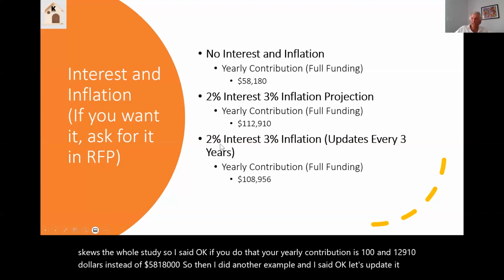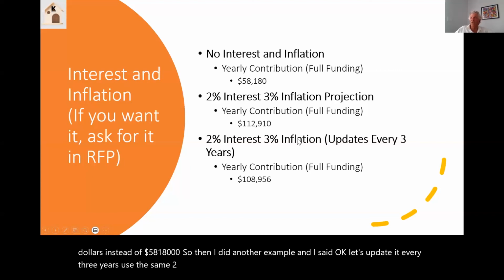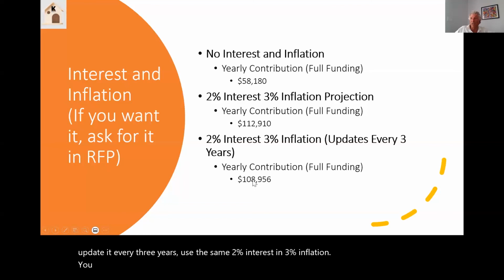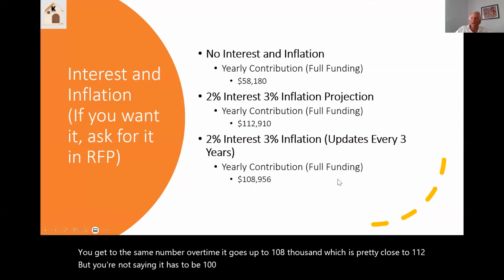So then I did another example, and I said, okay, let's update it every 3 years. Use the same 2% interest and 3% inflation. You get to the same number over time. It goes up to 108,000, which is pretty close to 112, but you're not saying it has to be 112. It increases over time rather than a jump in the beginning.